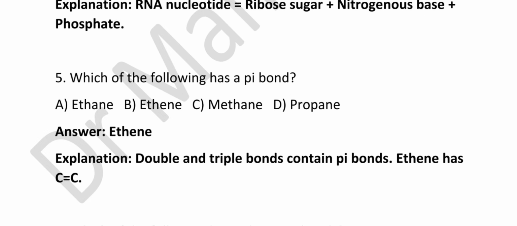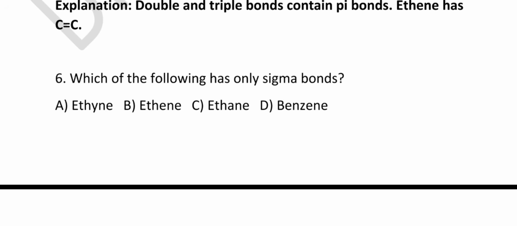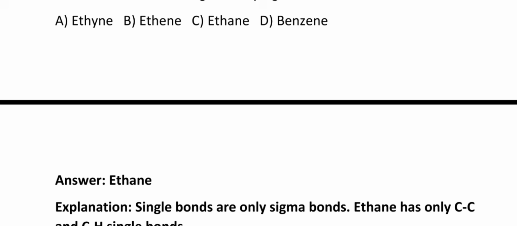Which of the following has a pi bond? Ethene has a pi bond, because double and triple bonds contain pi bonds, and ethene has a carbon-carbon double bond. Which of the following has only sigma bonds? Correct answer is option C, that is ethane, because single bonds are only sigma bonds and ethane has only carbon-carbon single bond and carbon-hydrogen single bonds.